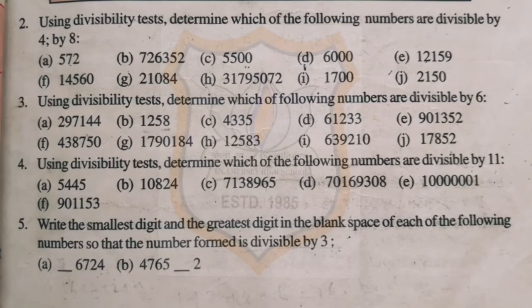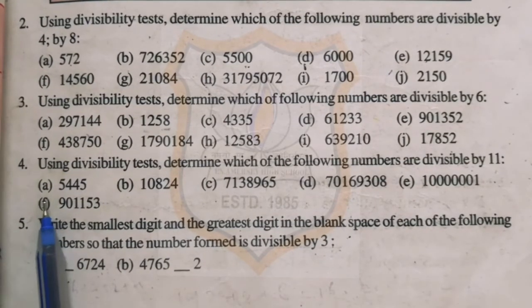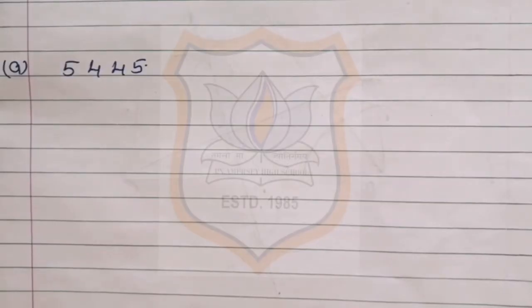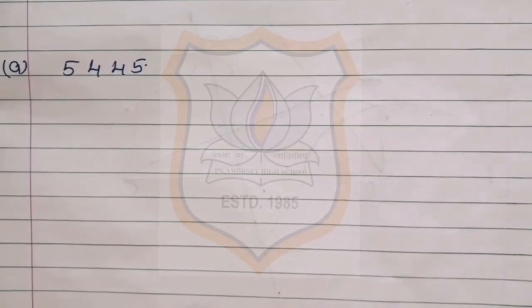Then only the number is divisible by 11. Now sum number A of question number 4, 5,445. We have to see whether this number is divisible by 11 or not. Solution for sum number A, 5445.